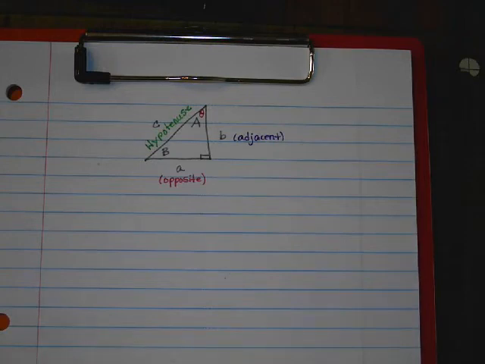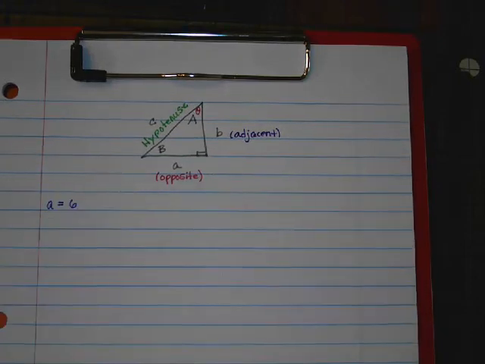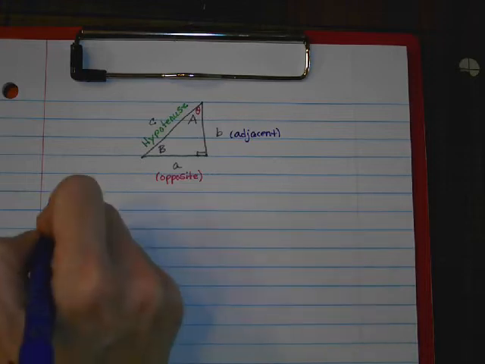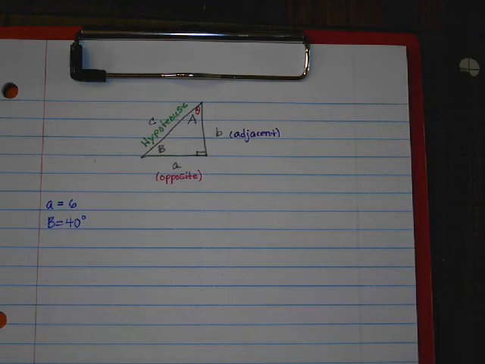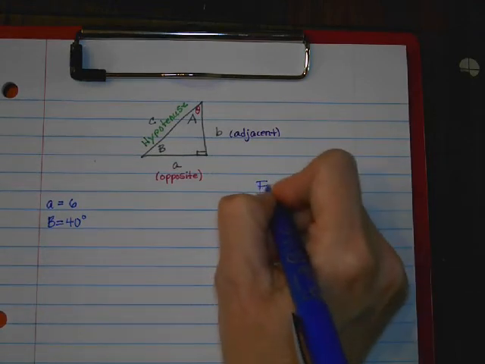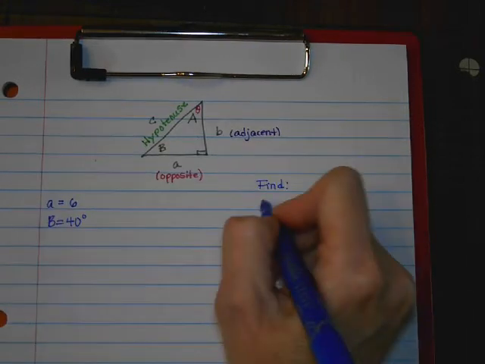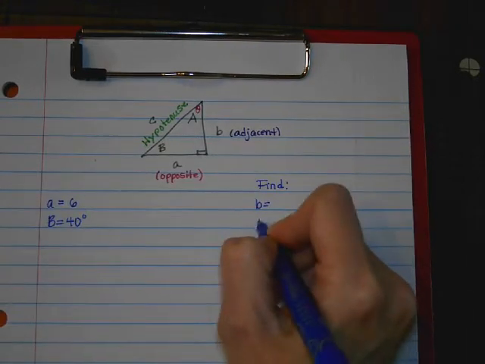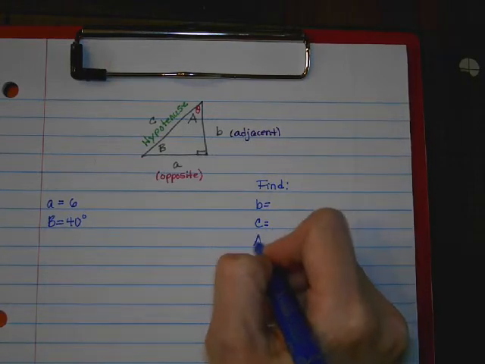All right, so they're going to give us a couple things of what we already know. We're going to start out by saying we know the value of little a. Little a is going to be equal to 6. Angle B is going to be equal to 40 degrees. And this time they want us to find the remaining parts. So if we know side little a, that means they want you to find side little b and side little c. If they give you big B, they want you to find big A.